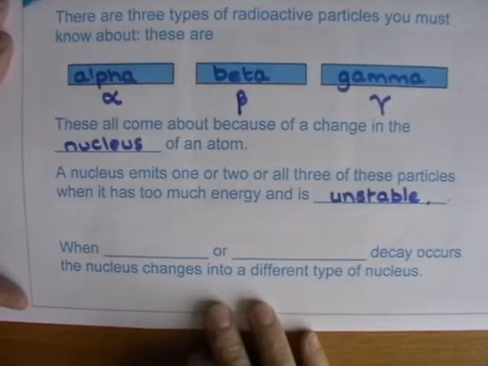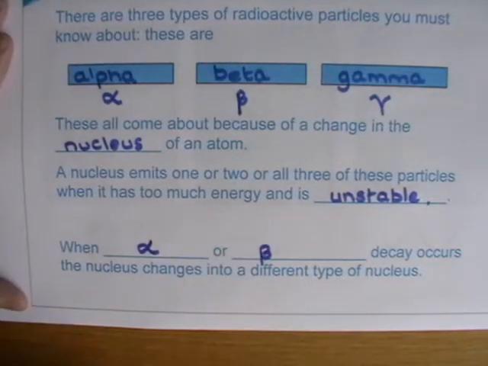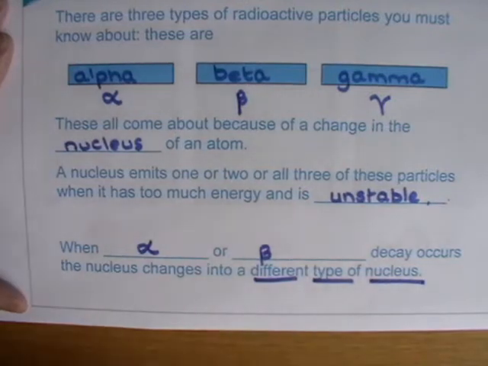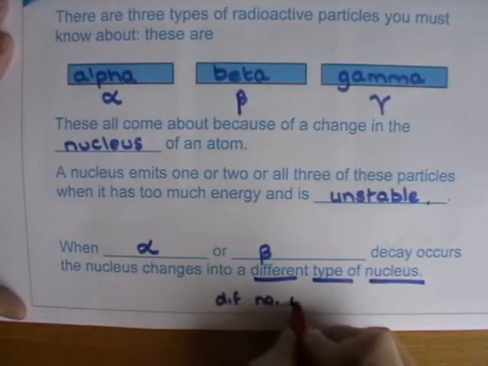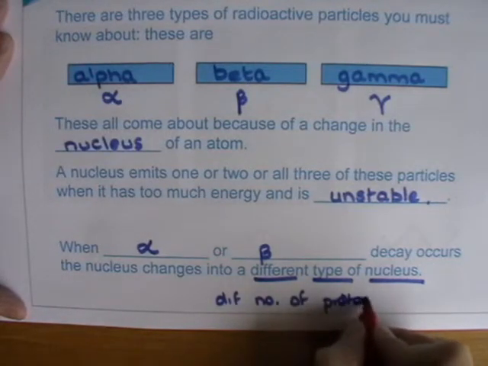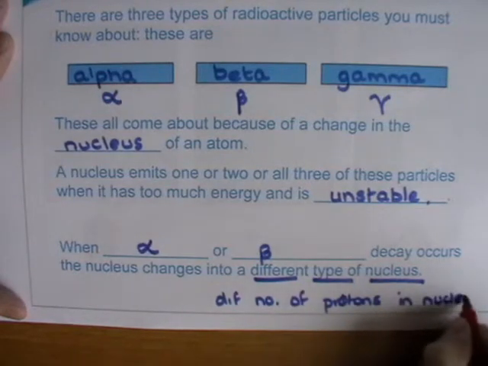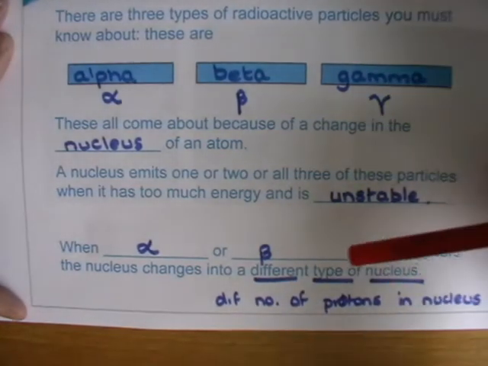Now, if you have alpha or beta decay happening, then the nucleus changes into a different type of nucleus. And if that's the case, it now has a different number of protons in its nucleus.